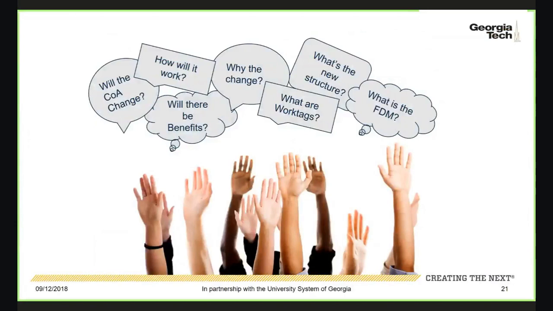Our objective for this session is to answer some of the questions that we've been asked about the FDM over the last few months. Questions like, will our chart of accounts change and why? What is the FDM and what are work tags? What are some of the benefits of this new FDM? When will we see the new structure? And will there be mapping from the old values to the new?